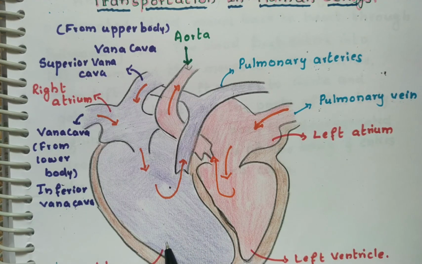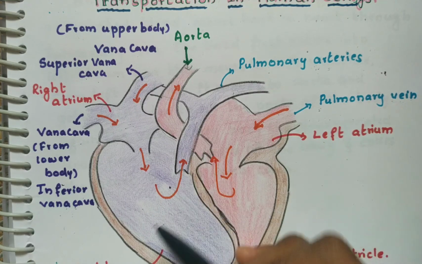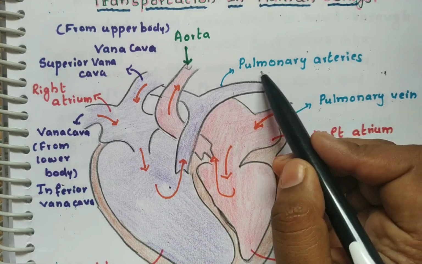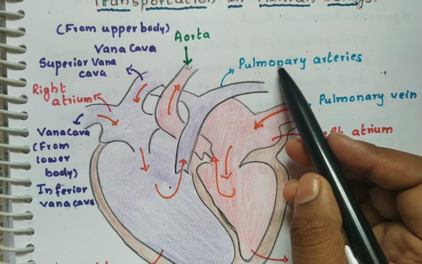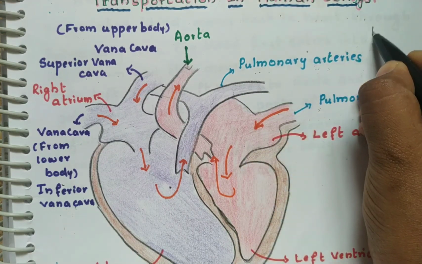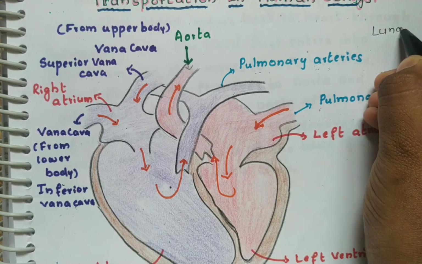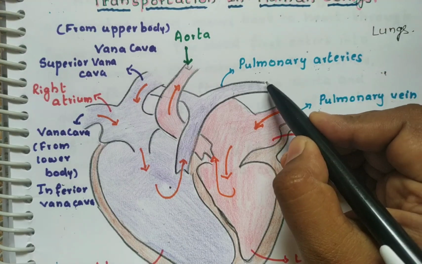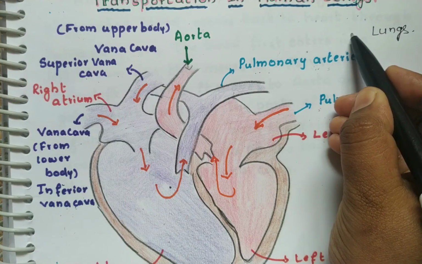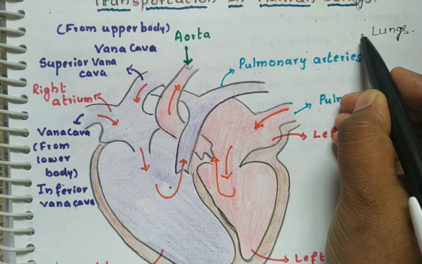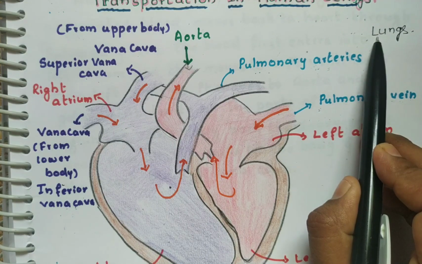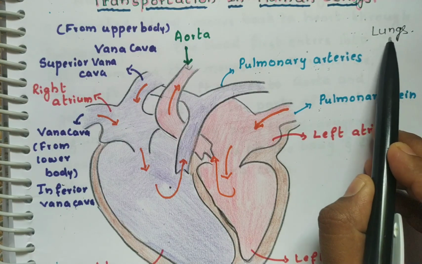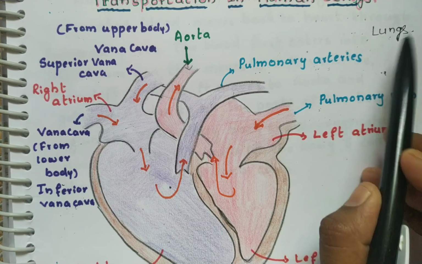From the right ventricle, what happens? The connection is to the pulmonary arteries. The pulmonary arteries will directly be connected to the lungs. Here there will be lungs. I'll write it for you here. The pulmonary arteries will go to the lungs, and the lungs will take the carbon dioxide and give the oxygen. The carbon dioxide will be exhaled through the nose.